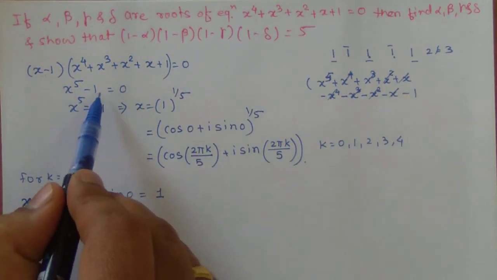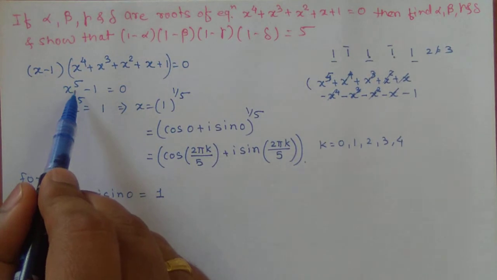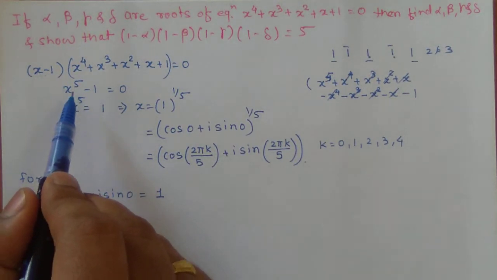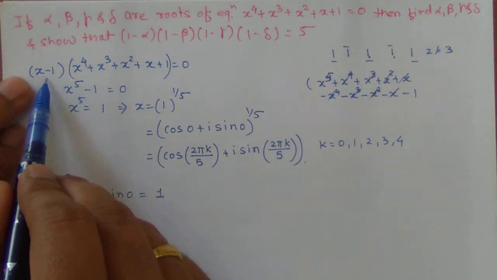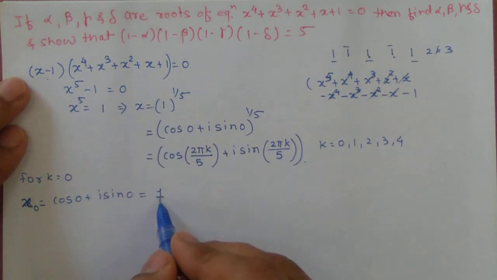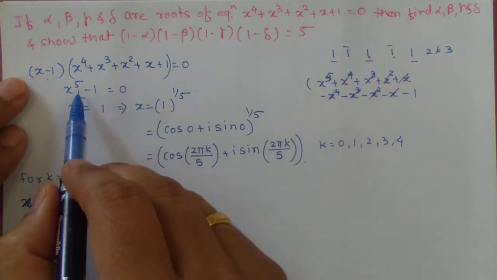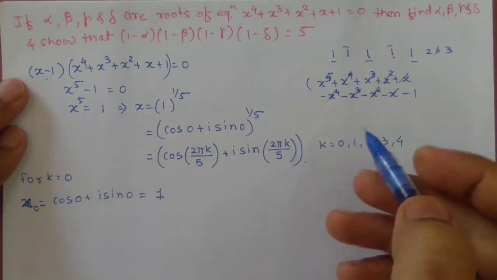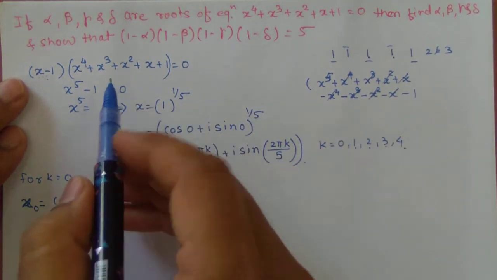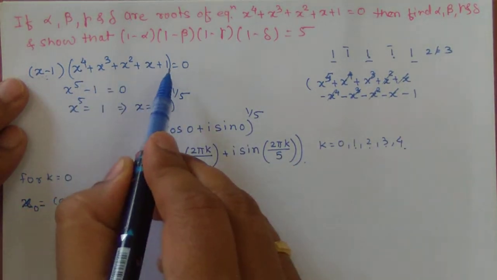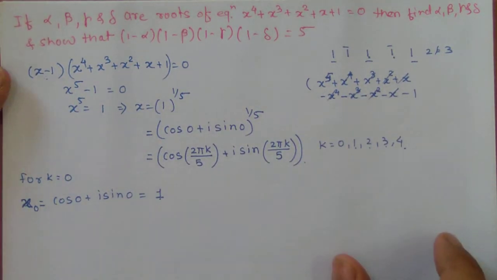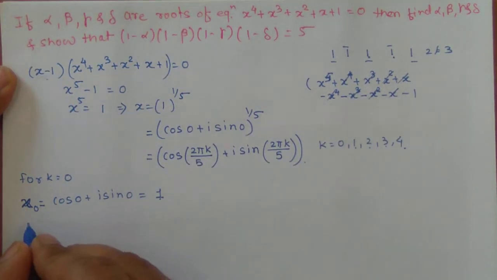Now your x raised to 5 minus 1 equal to 0. This equation has how many roots? We expect 5 roots. Out of that, the one root is from this bracket, which is nothing but 1. And the remaining 4 roots which I am getting here for k equals 1, 2, 3 and 4 are nothing but the roots of this particular factor. I hope this idea is clear to everyone.